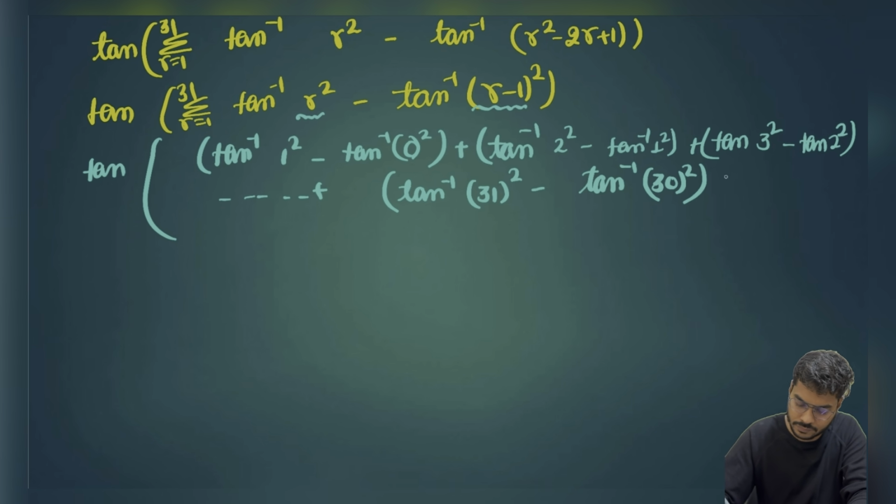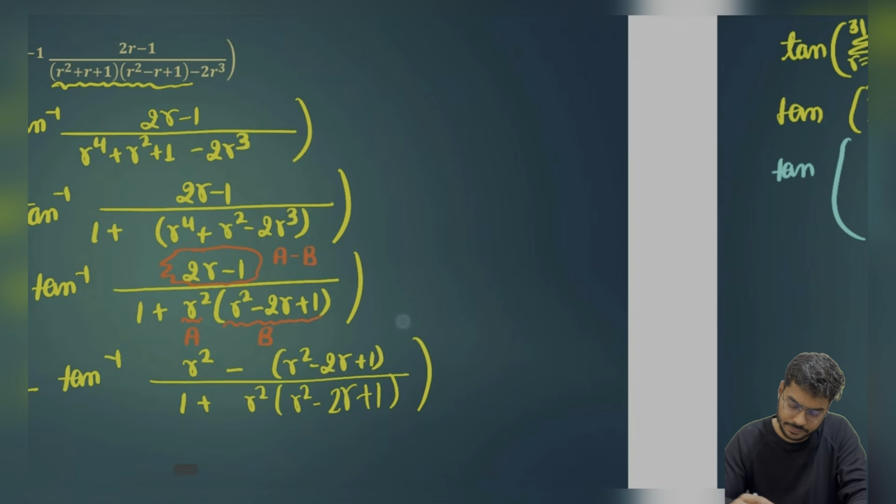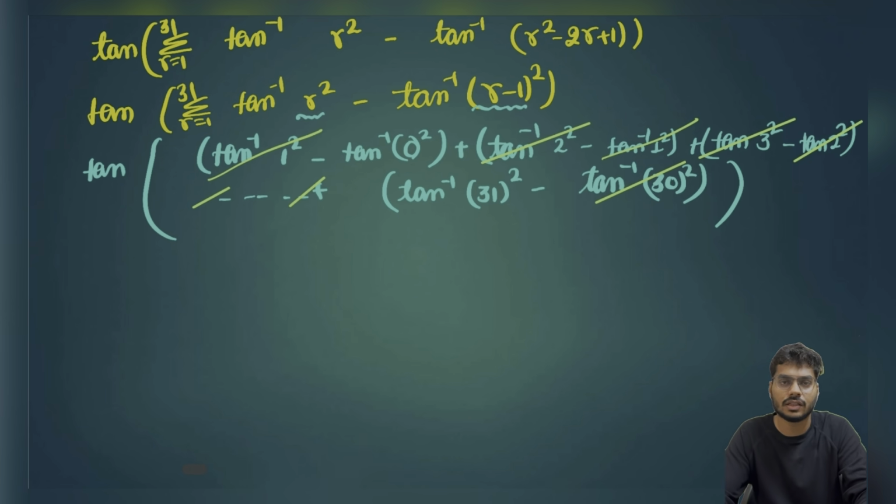Now check which terms cancel out. I can say tan inverse 1 square and tan inverse 1 square cancel out. Tan inverse 2 square and tan inverse 2 square cancel out. Tan inverse 3 square will cancel out with the next term. So how many terms are left at the starting? Only one term. So at the ending also, only one term will be left, right? Tan inverse 30 square will cancel out.